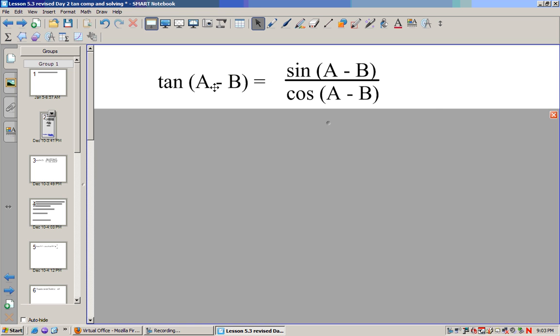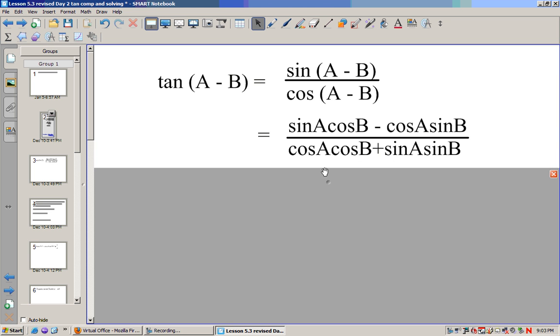Tangent of a minus b is the same thing as sine over cosine of a minus b. Now, both of these we can expand to get sine a cosine b minus cosine a sine b over cosine a cosine b plus sine a sine b. So once we had sine over cosine, we just expand both of those. And now is where the trick comes in proving this.